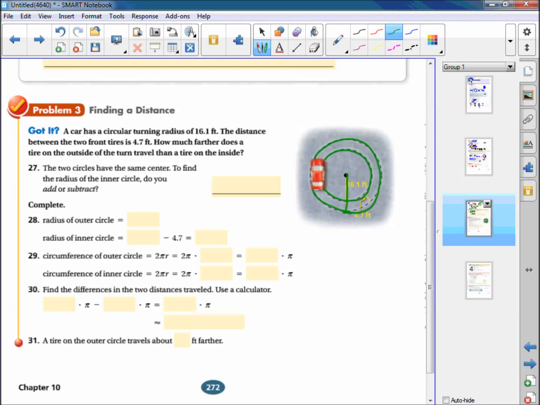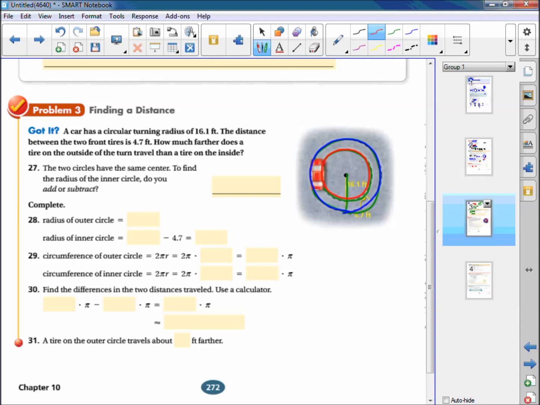Okay, the distance between the 2 front tires is 4.7 feet. How much farther does the tire on the outside of the turn travel compared to the tire on the inside? All right, so we need to find 2 circumferences here. One for the outside tire in blue, and one for the inside tire in red. That's what the question's asking us, and then we're going to subtract them and see how much farther.